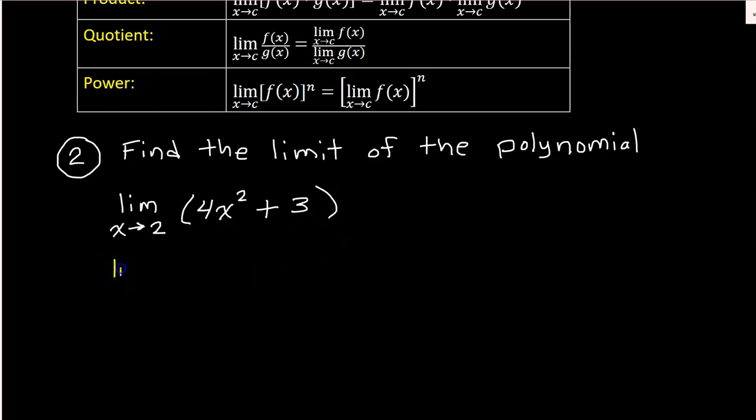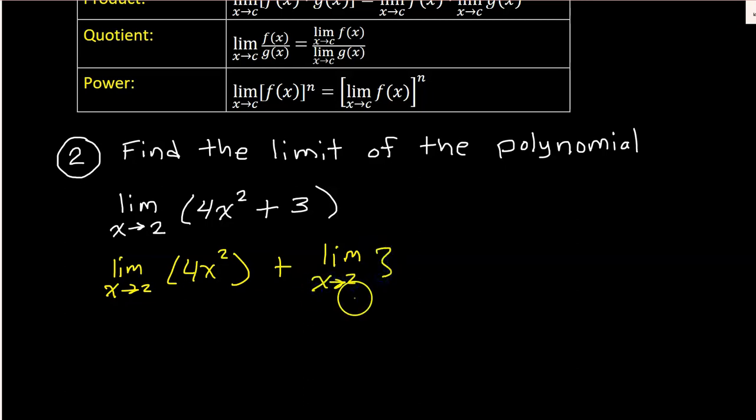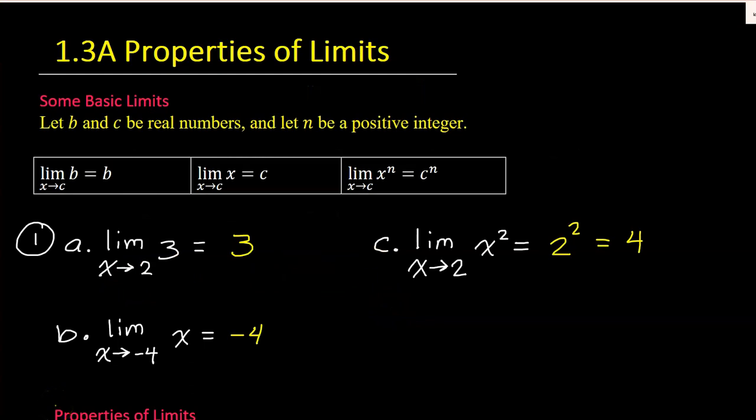So if we do that, this will become the limit as x approaches 2 of 4x squared plus the limit as x approaches 2 of 3. Now, let's not forget the basic limits that we learned right at the beginning of the lesson. For example, we learned that the limit of a constant is just a constant, and we learned that if we wanted to do the limit of x to the n power, we can just substitute the c in for x.